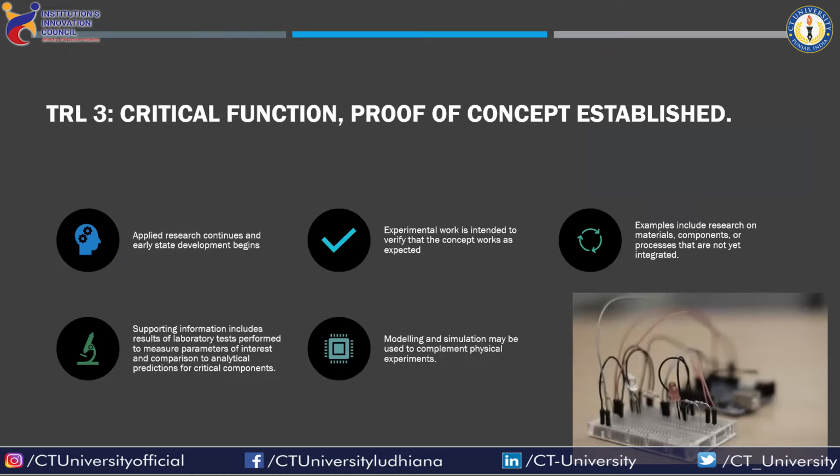In TRL level 3, we have to do some critical function and get the proof of concept established. As you can see in this picture, this is a proof of concept. We know what the components are. We know that it is an Arduino microcontroller and all that. We have developed a program. Now it's time to test it, a rough test, or just a proof of concept to say that yes, the things are working.